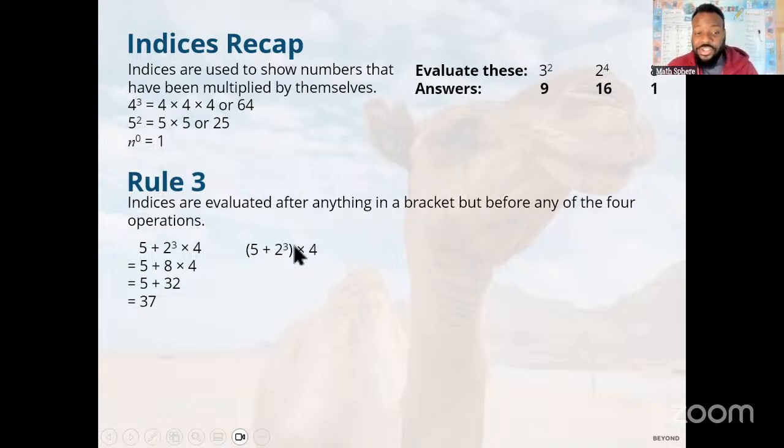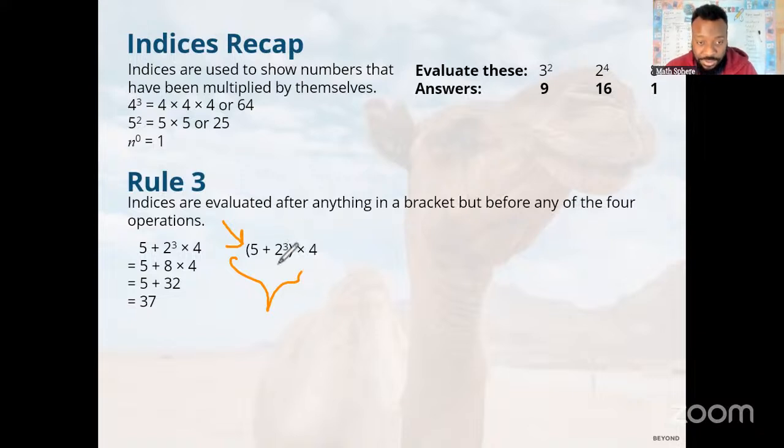Interesting. How does this change things? Something to think about. How does this change things? Remembering what we know. This now means we have to contain what the answer is inside the brackets first.